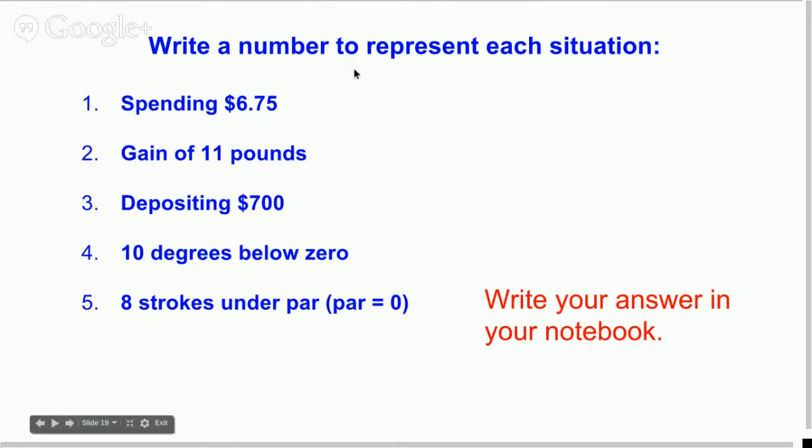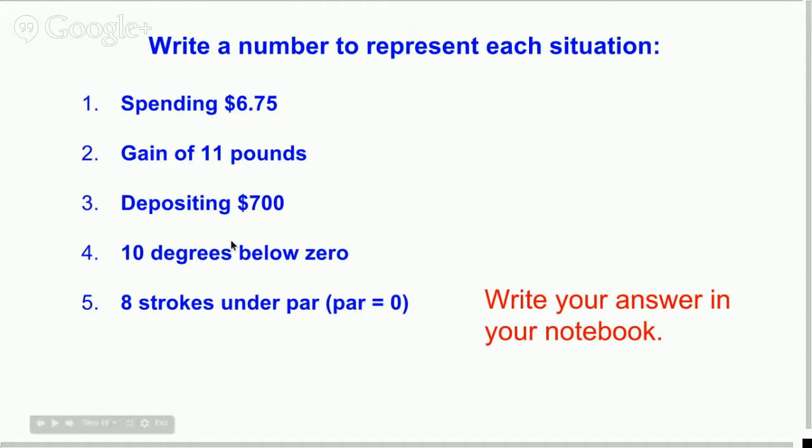All right. Next, write a number to represent each situation. I'll give you the first one. The number for this one is 6.75. Positive 6.75. So just write positive 6.75 there. Go ahead and pause it, and then finish the rest.